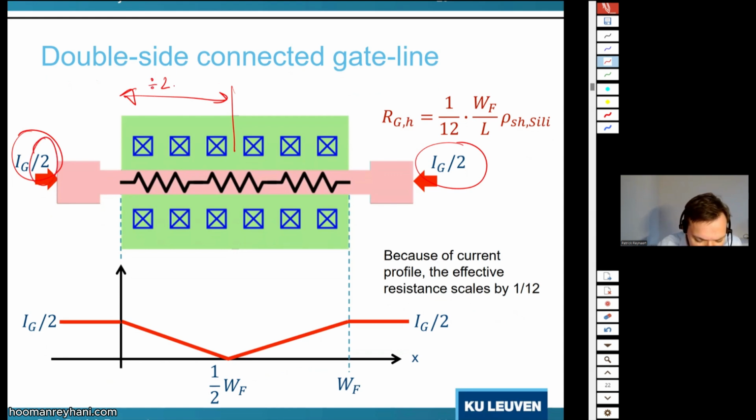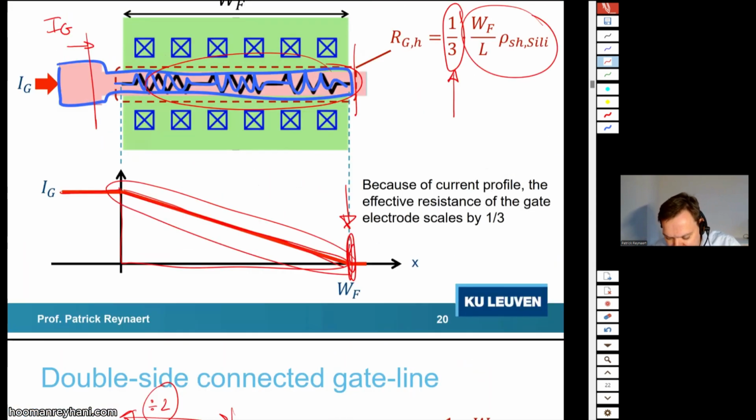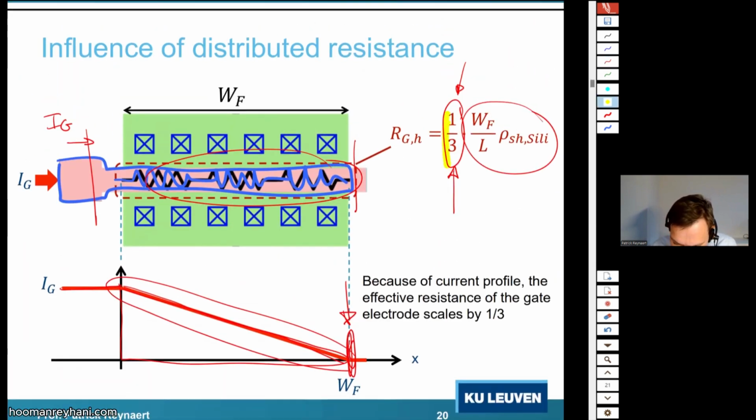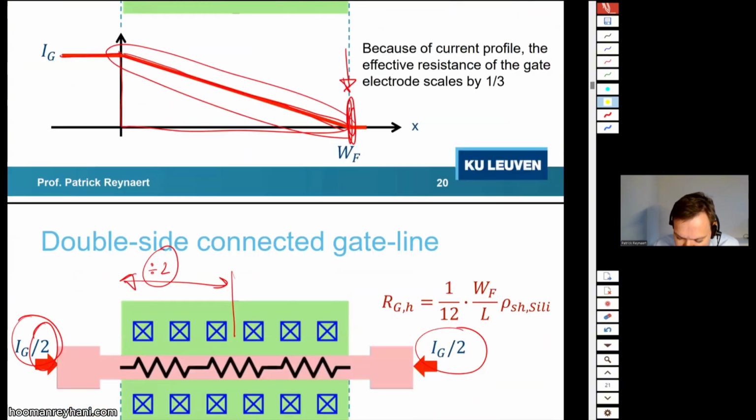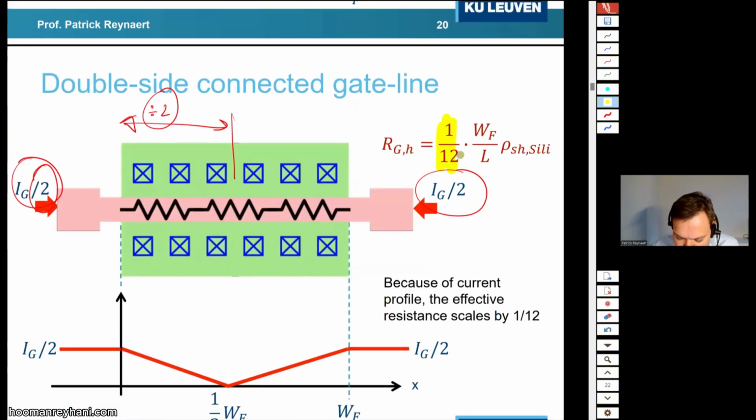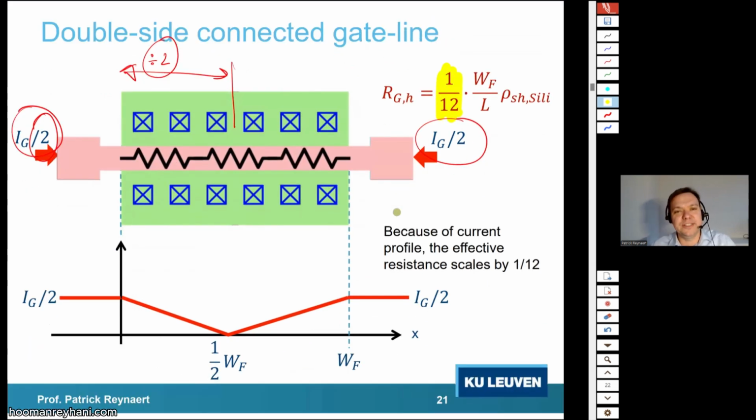So you gain a factor 4. A factor 2 over here, a factor 2 over there, you gain a factor 4. So instead of a factor 1/3, as we see over here, we now have a factor 1/12. And then the obvious conclusion is, let's always connect the gates on both sides.